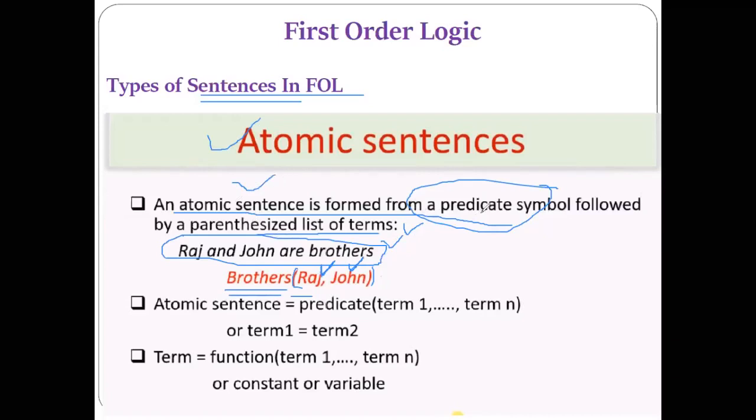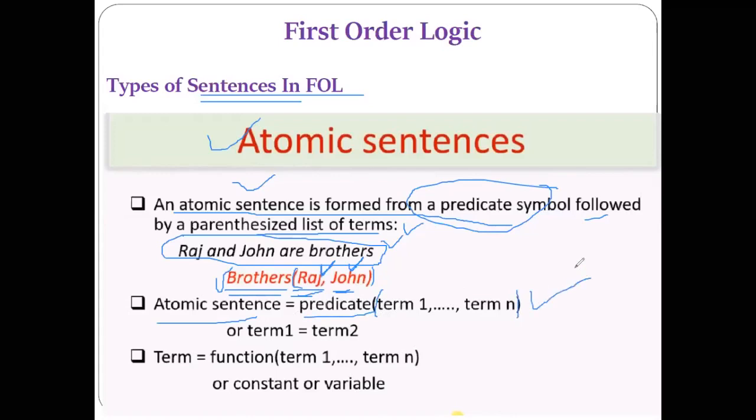An atomic sentence is formed from the predicate symbol, brother, followed by a parenthesized list of items. So within the parenthesis, we have a list of terms, Raj and John. Keep this in mind. I have also written the formula: atomic sentence is equal to predicate, followed by brackets containing a number of terms. Getting it?